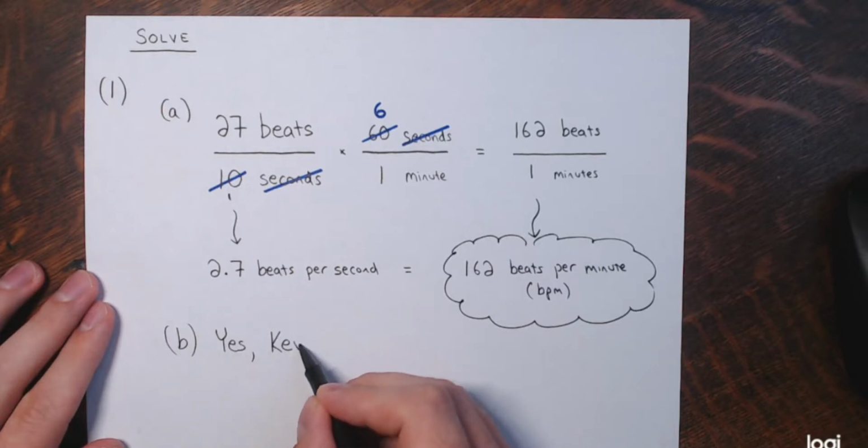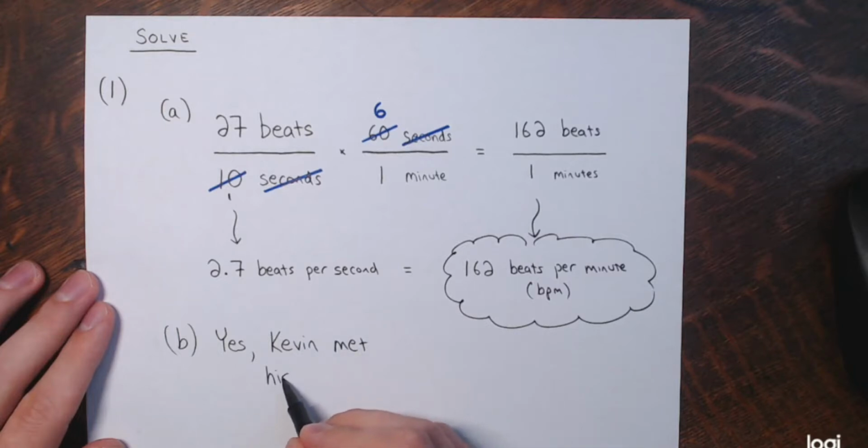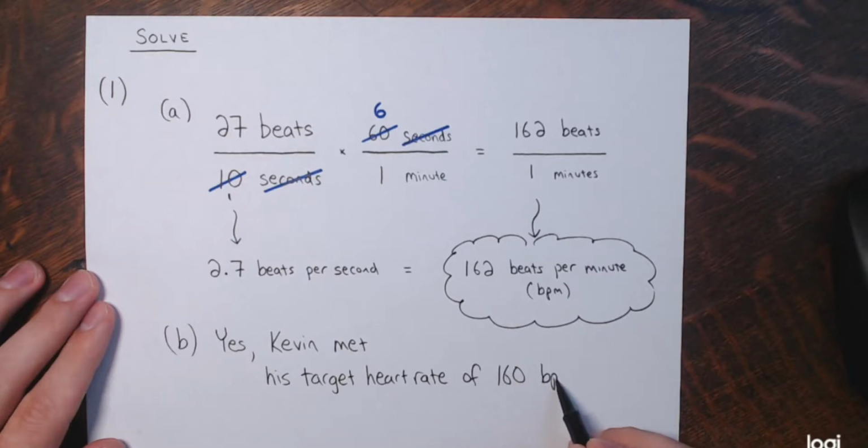Kevin met his target heart rate, right, of 160 BPM. I'll just put beats per minute, because again, that 162 is more than this. He beat it. He met it.